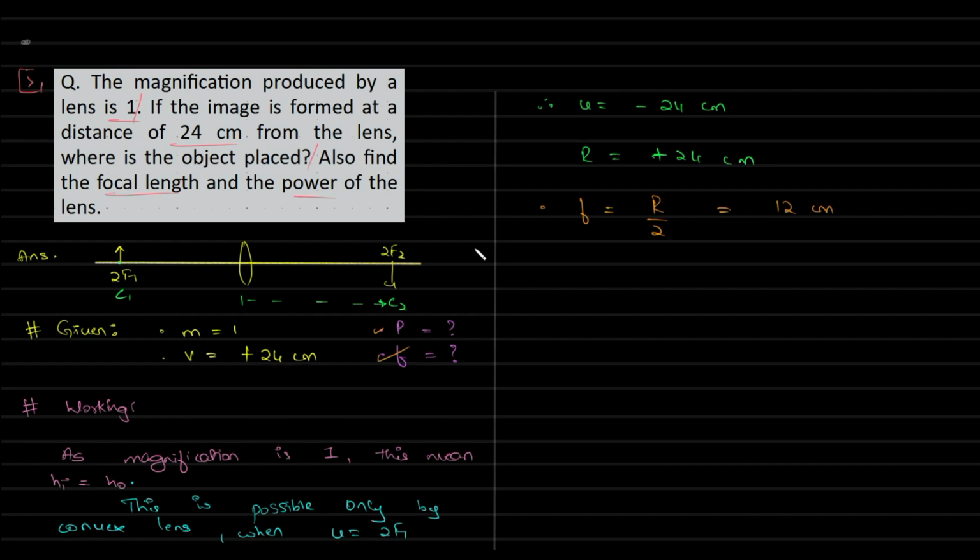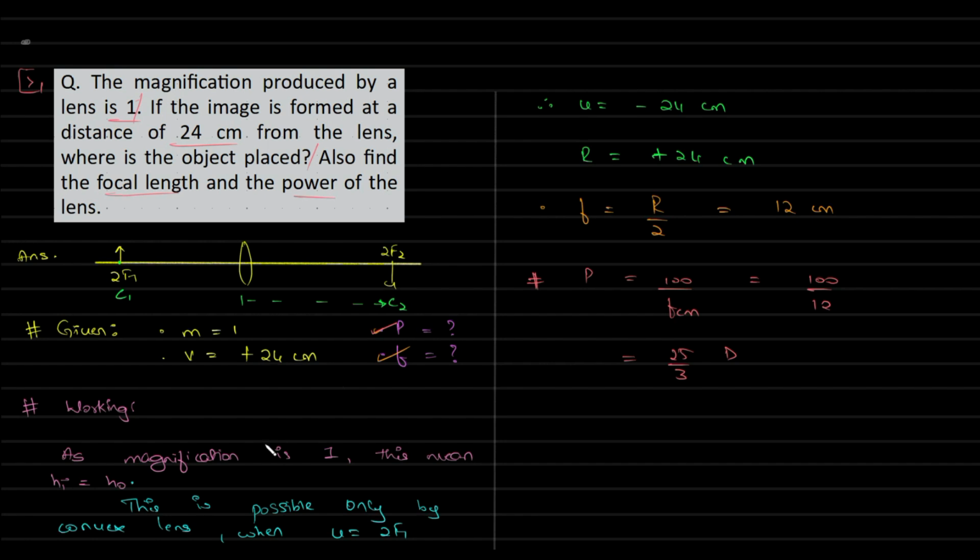So next is the power. So power is equal to 100 by focal length in centimeter. So this is 100 by 12, which is nothing but 25 by 3 diopter. Okay. So we have your power as well, and we are done.